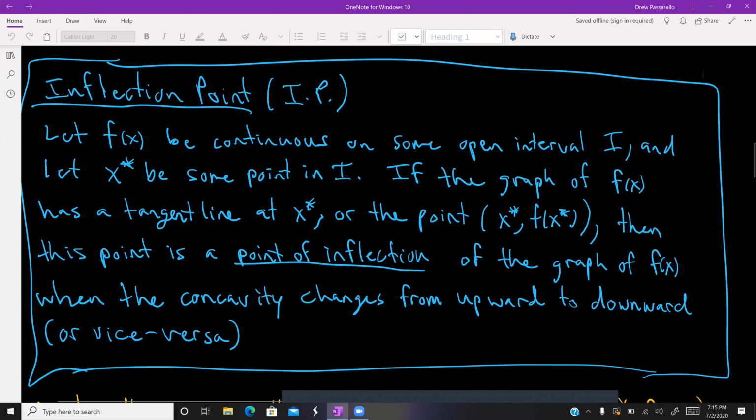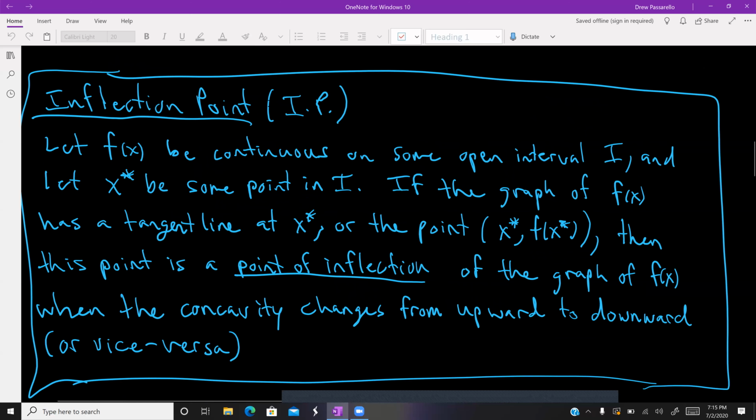All right, so now moving on to what's called an inflection point, and I abbreviate it as IP. It's going to say let f of x be continuous on some open interval I, and let x star, so this is my notation. You'll see the letter C in the textbook, but I wanted to use a different notation for inflection point so that we don't confuse it with critical number, because the textbook also uses the letter C for critical number. So I'm using x star for inflection point. So let x star be some point on this interval.